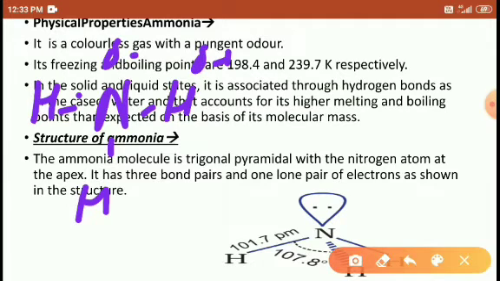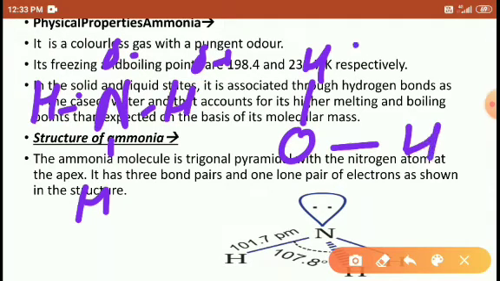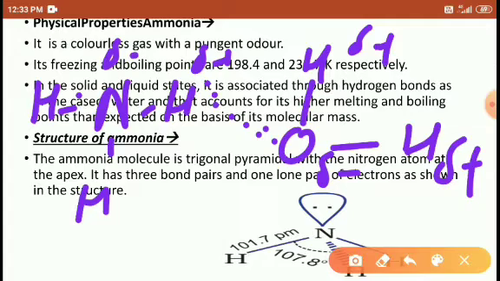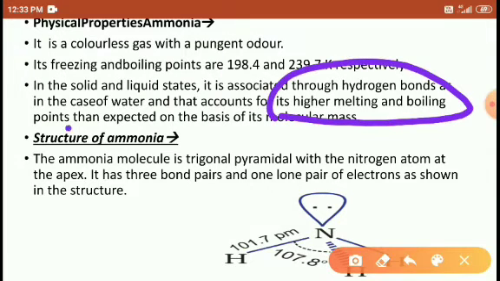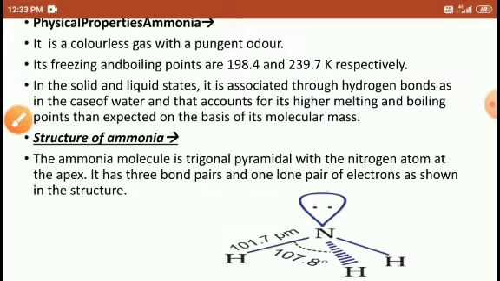And the water molecules: negative, positive, positive. So these are showing the attractions. So it shows hydrogen bonding with water molecules. When it dissolves in water and forms a bond, the melting and boiling point are expected to be high. The melting and boiling point is high as compared to the molecular mass.